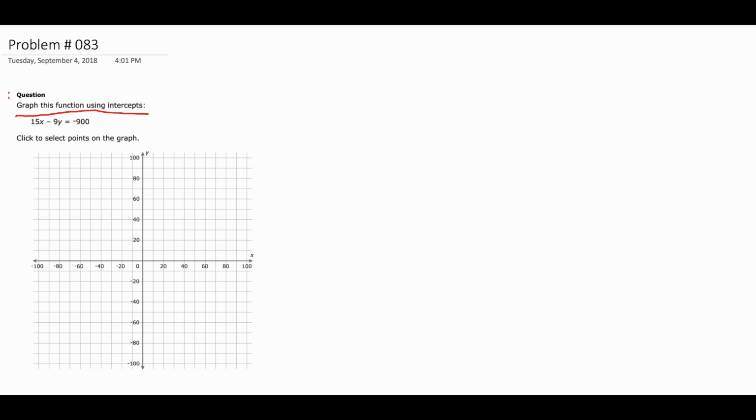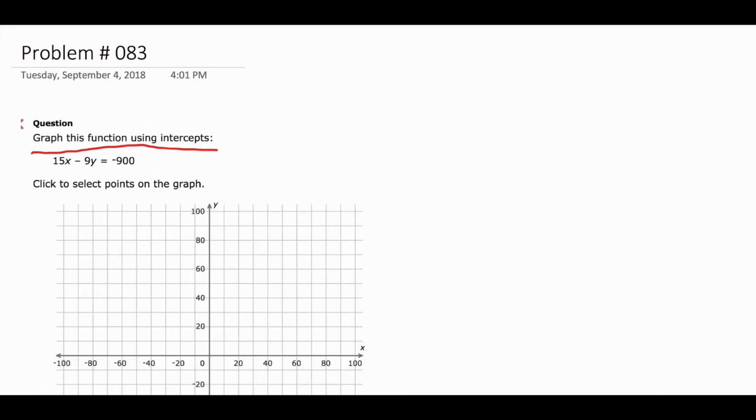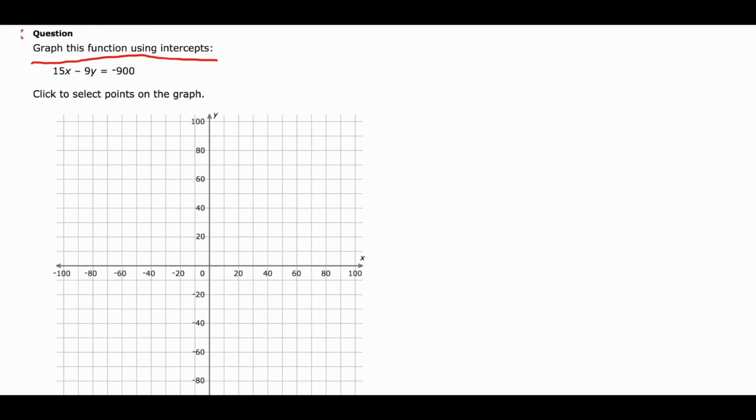So what does the y-intercept mean? It's like the point you start on the graph with. If the line goes through here, what would the y-intercept be? The 30. So it's where the line crosses the y-axis right here.